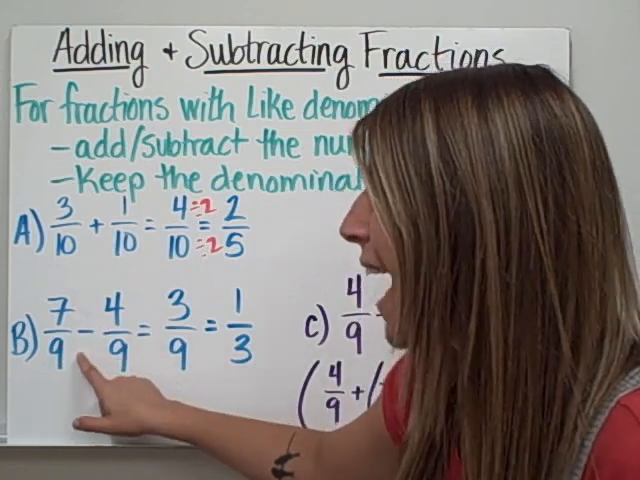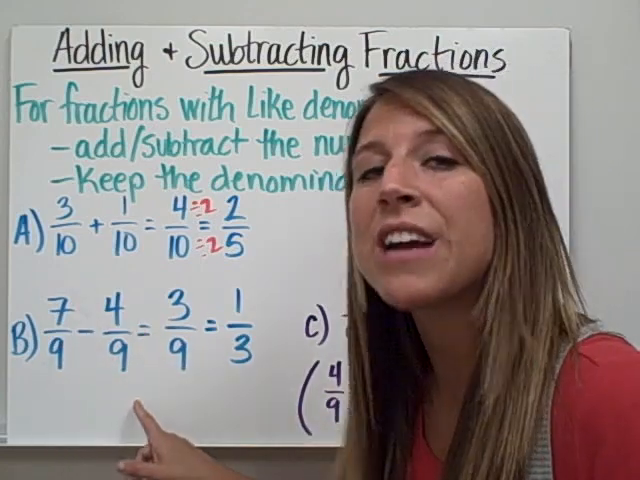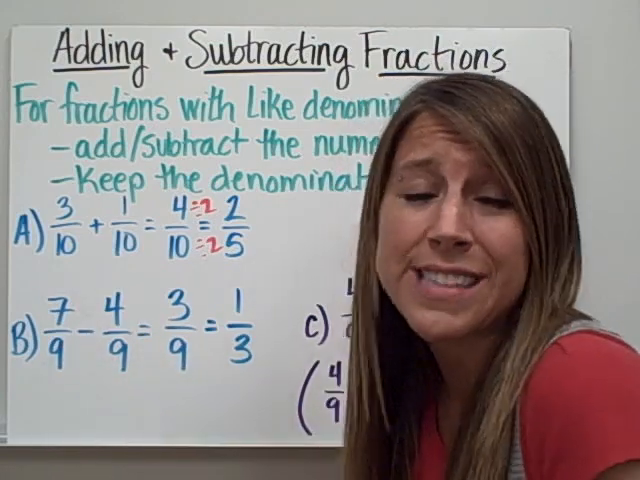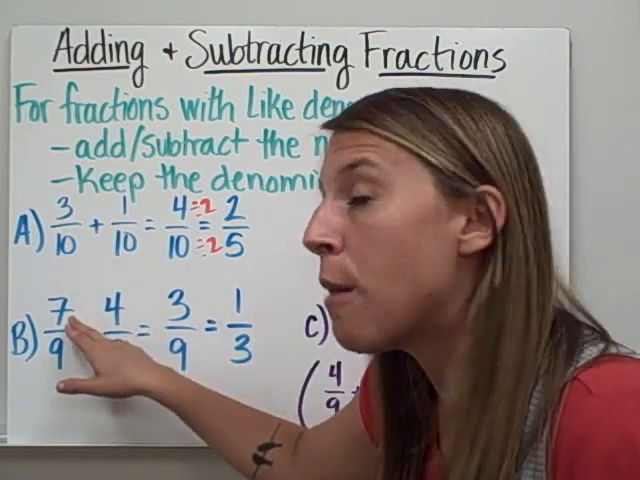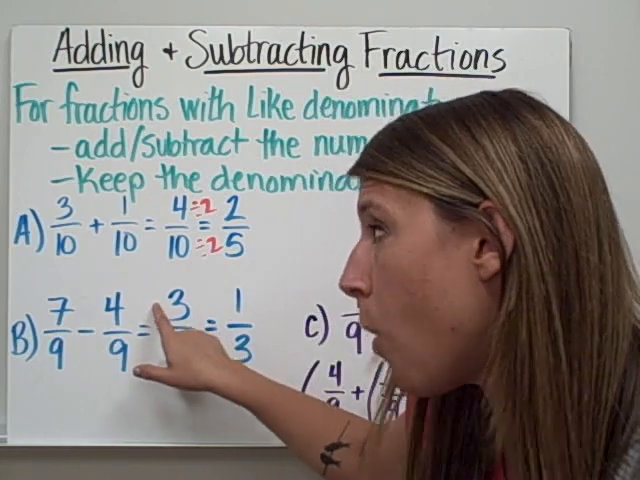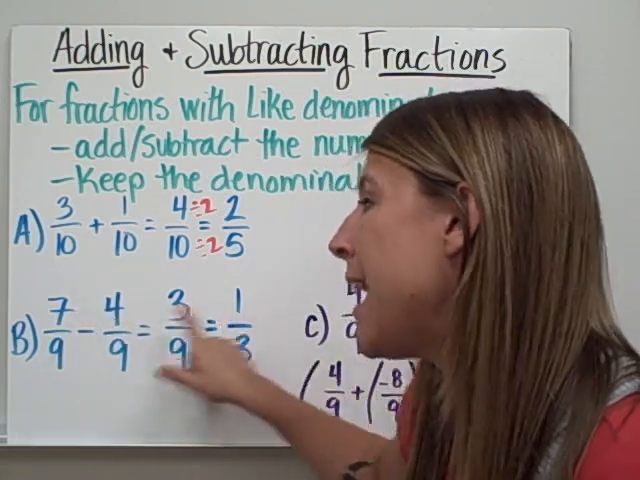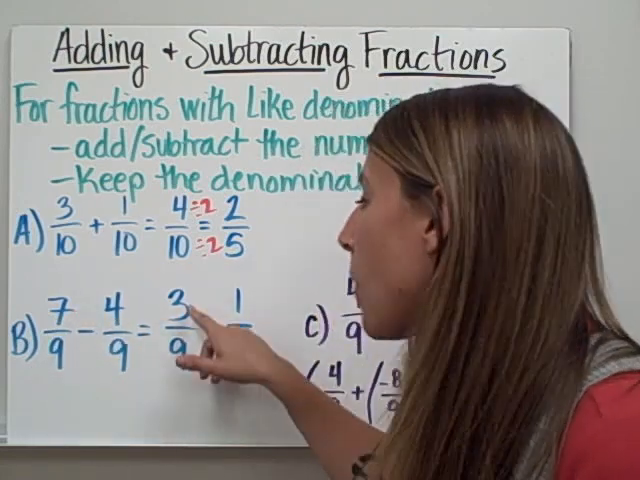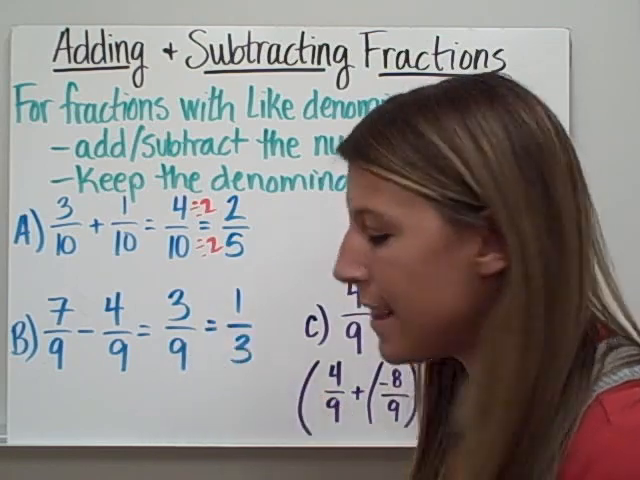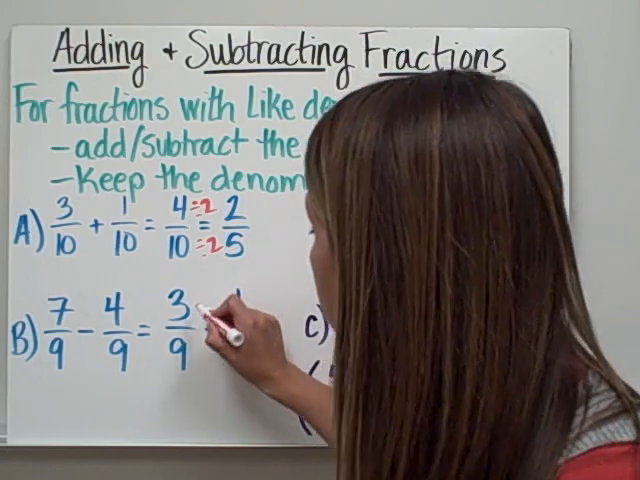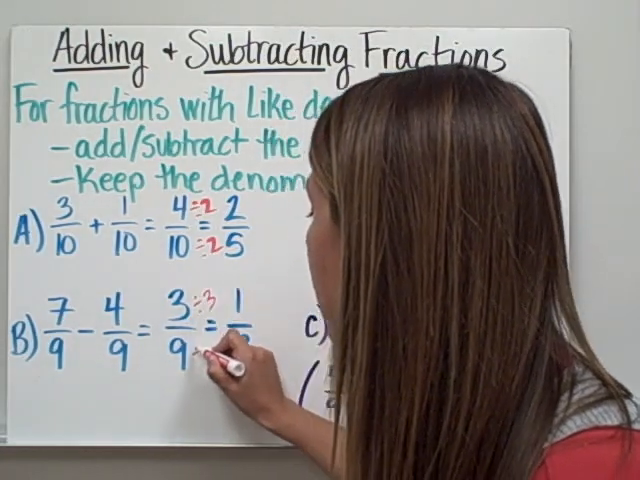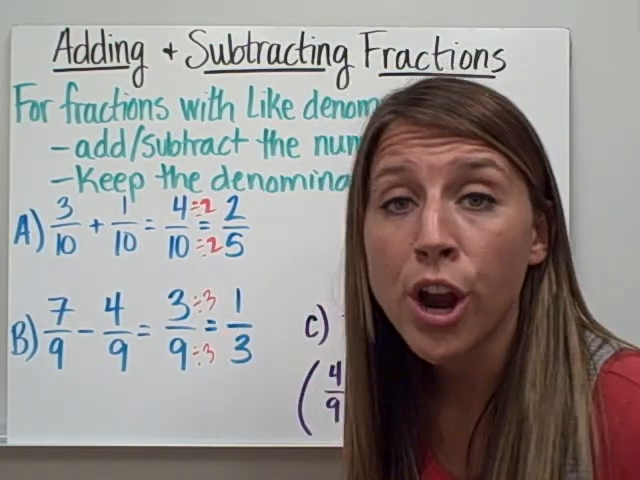If I'm doing 7/9 minus 4/9, well, we already have a common denominator. The denominators are the same, so I'm allowed to go ahead and subtract. I can take 4 away from 7 because it's 7 minus 4. 7 minus 4 is 3. I keep the 9s the same, so I have 3/9. But 3/9 can be simplified because both 3 and 9 are divisible by 3. So when I divide by 3, I get 1/3.